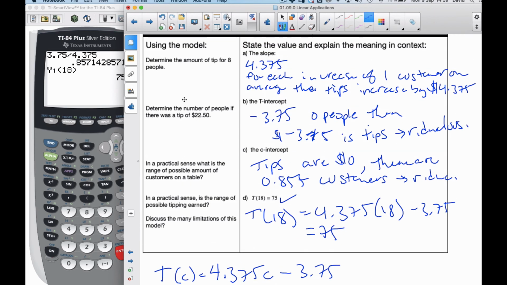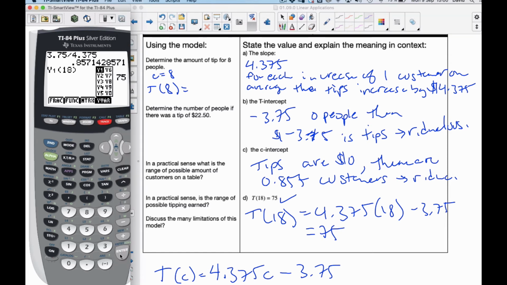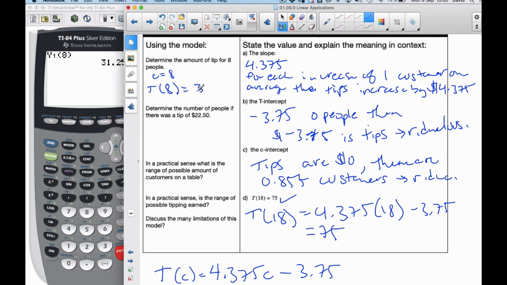Okay, looking at the details, determine the amount of tips for 8 people. Well, determine the amount of tips for 8 people means I'm going to make c equal to 8, so I'm looking for t at 8. And if I go to my calculator again, I can just do t at 8. Oh, didn't like what I did. Let's see. Oh, missed the parenthesis. t at 8, which is, I should get 31.25 in tips.